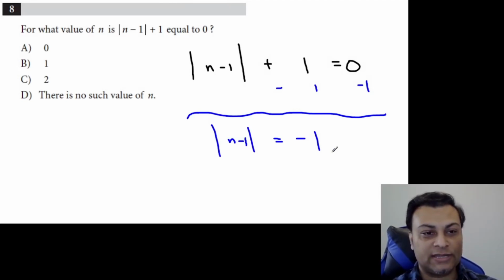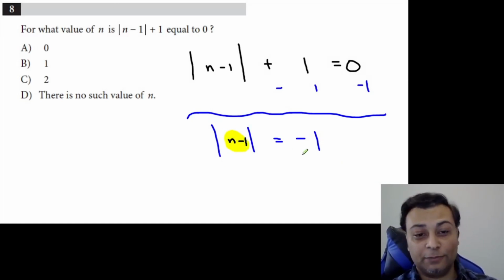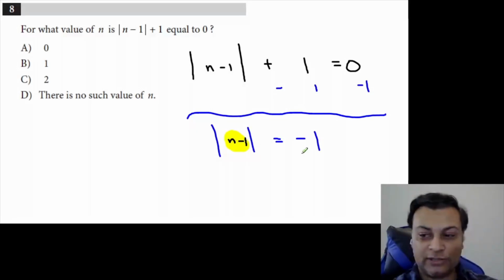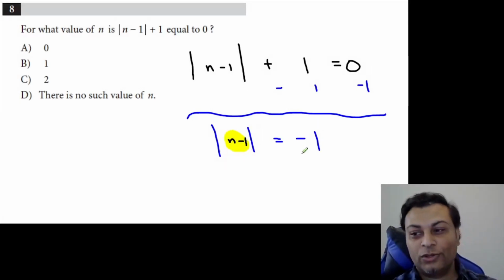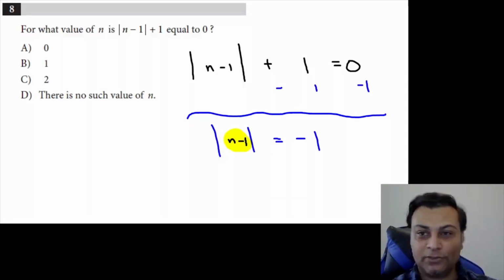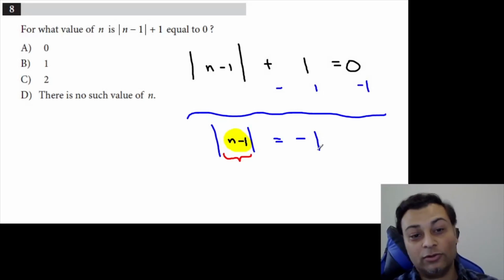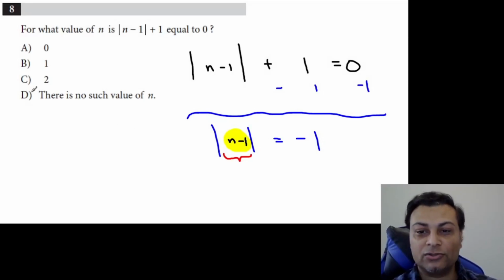Here we can stop, because the question's asking us to take the absolute value of something and end up with negative 1. However, when you take the absolute value of anything, you're always going to get 0 or greater. Absolute value will never give you a negative number. It doesn't matter what you take the absolute value of, you won't arrive at negative 1. So there's no such value that would make this equation true.